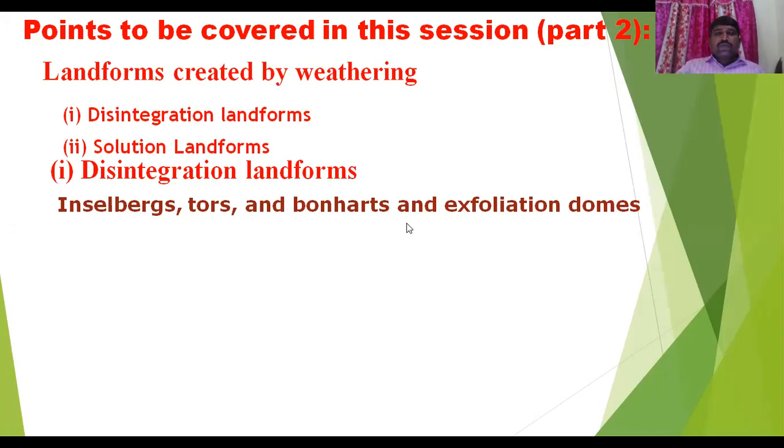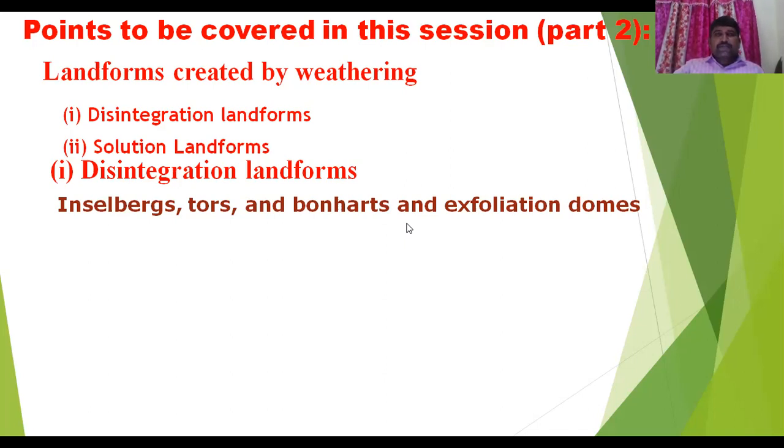The removal of the weathered by-products by erosion is an integral part of any landform development. And there is an infinite variety of landforms created by differential weathering and erosion. A few landforms where the form is dominated by the style of weathering are presented here. Others are covered later under other sections. First, we will discuss the disintegration landforms.